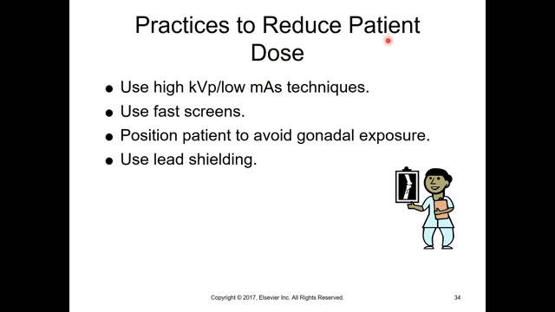Things to reduce patient dose. Now, I preach this all the time when we're in class. I always say high KV and low MA techniques or MAS techniques because it's better penetrability and not all that MAS is getting deposited into the tissues. We generally don't use screen film anymore, but if we did, you would have to use fast screens in order to reduce patient dose. We want to make sure to avoid the gonads so we don't affect their genetically significant dose. And we want to make sure to use lead shielding whenever appropriate.